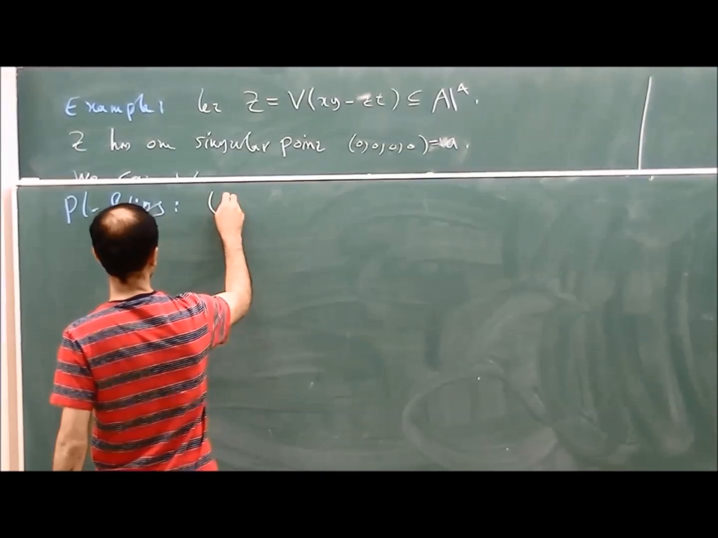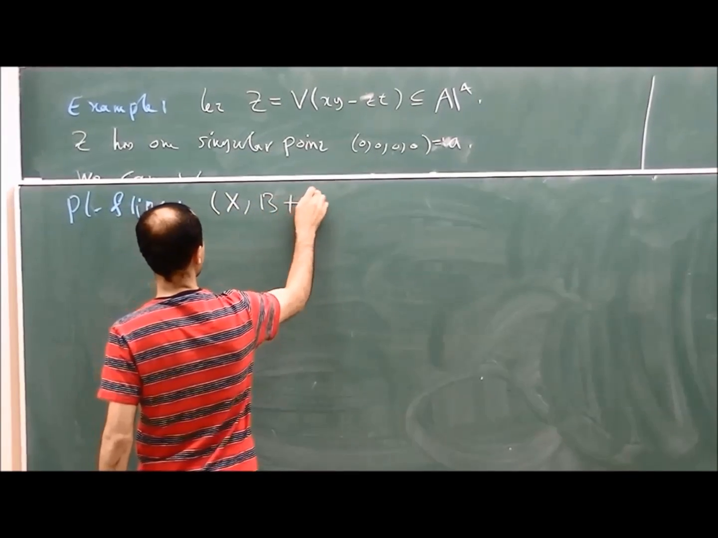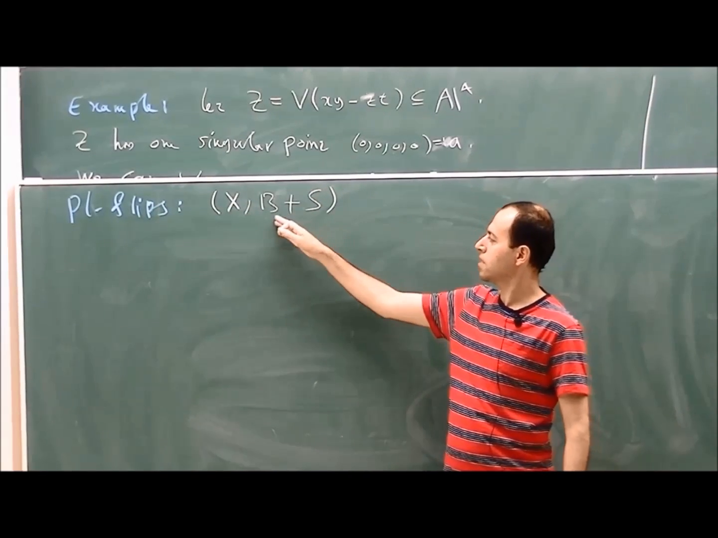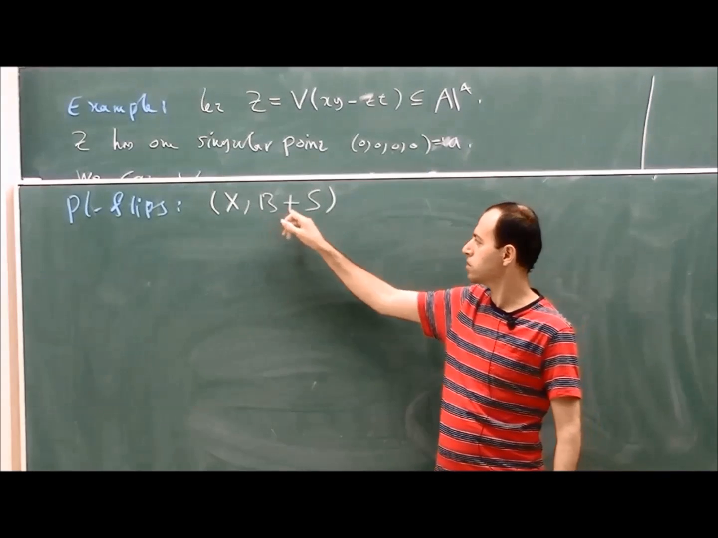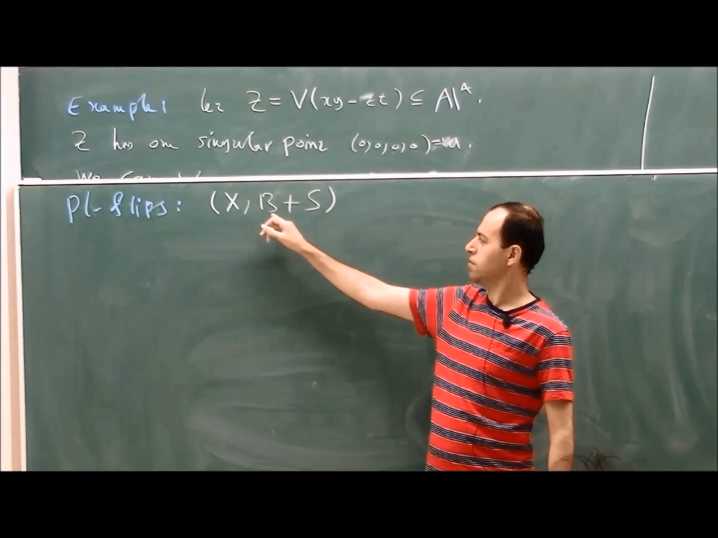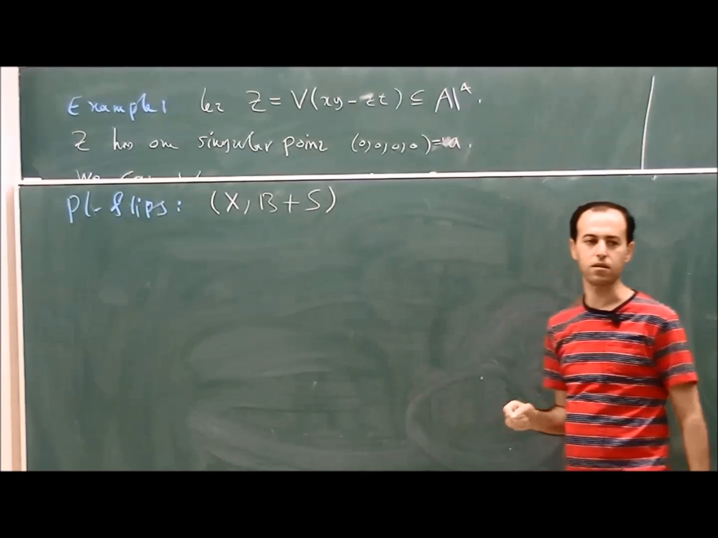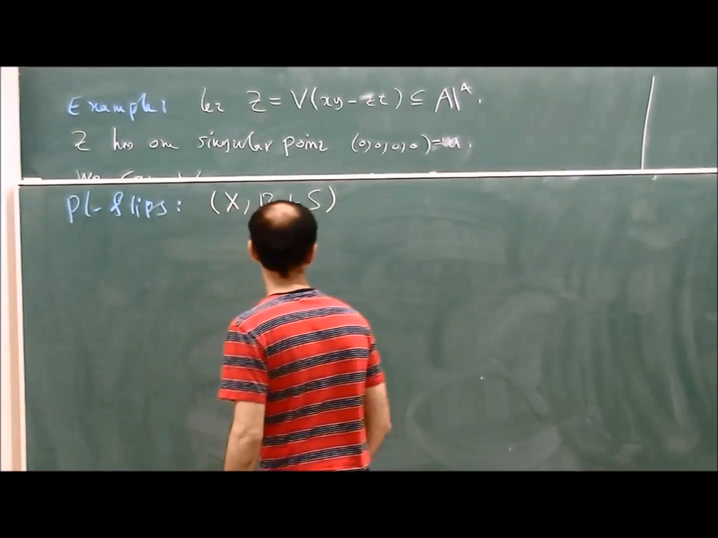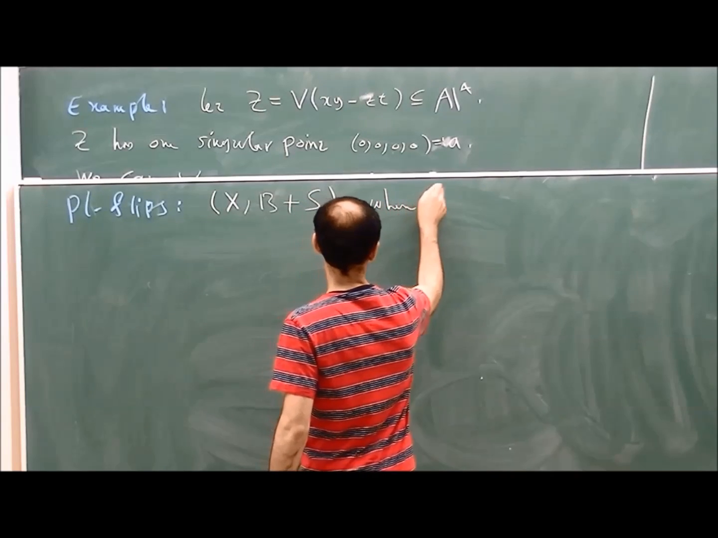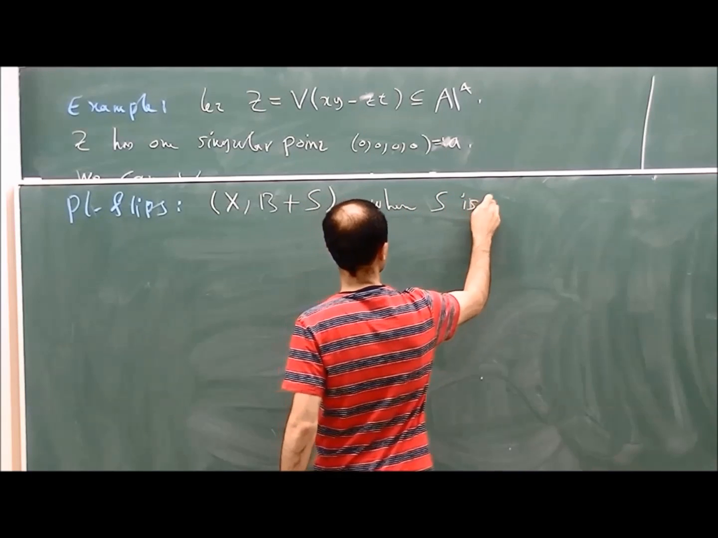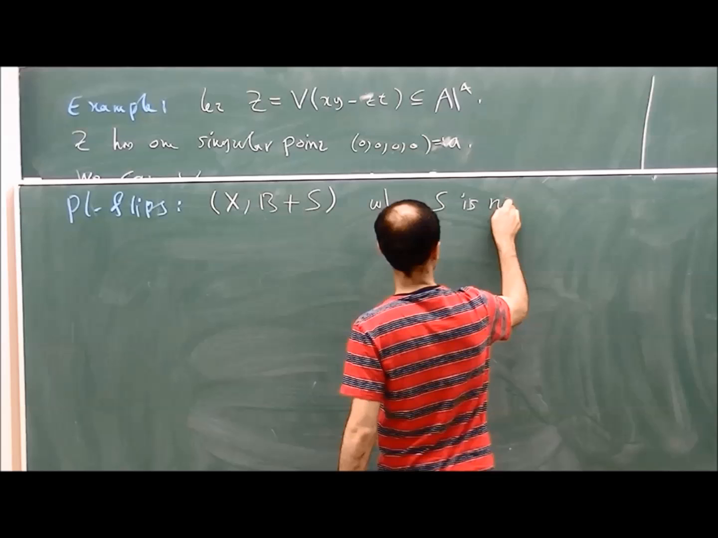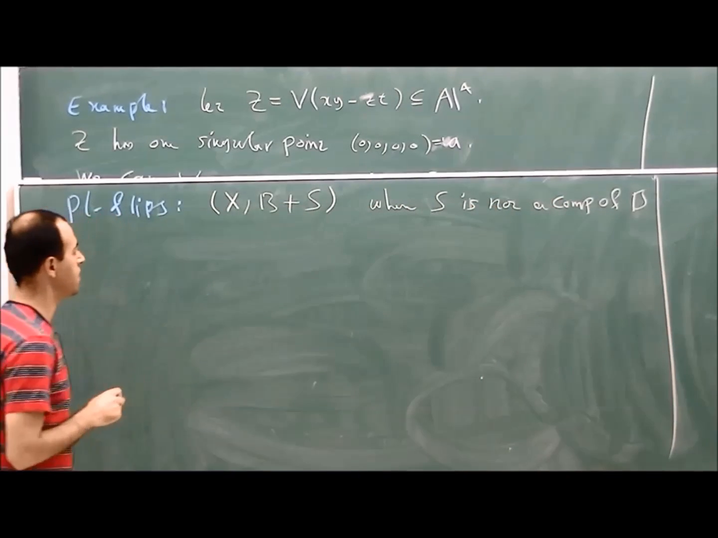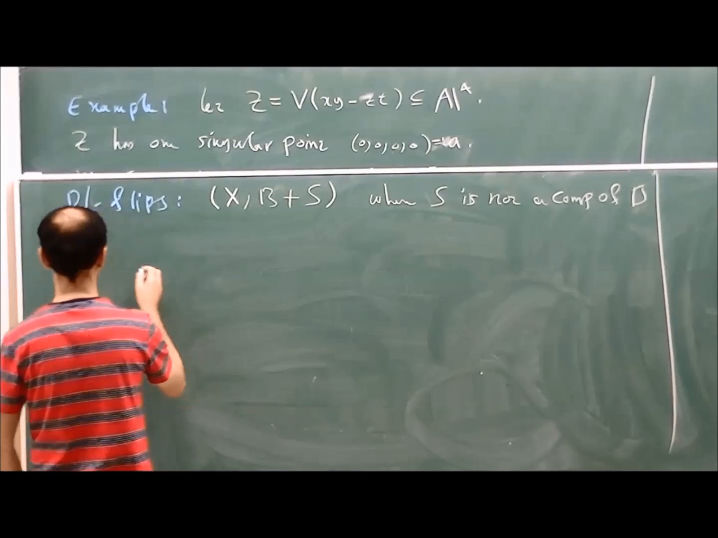Okay, suppose now we have a pair of these four. X, we have B, and then we have S. So just to make the notation a little easier to understand, I will just take this S outside. So essentially S then is a component of the boundary with coefficient 1. So I can just separate it. And if S is just something like in this picture, then I assume that S is not a component of B.